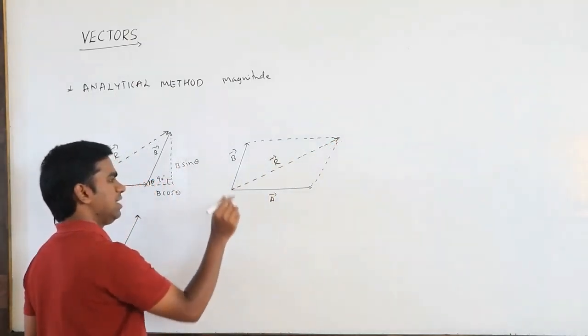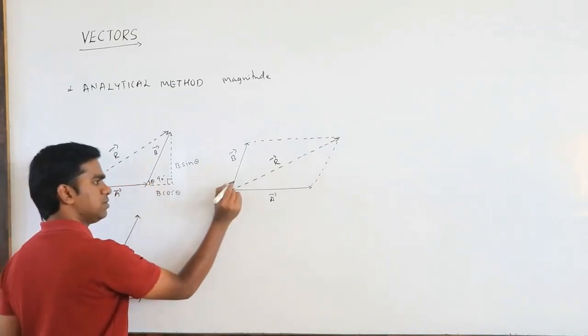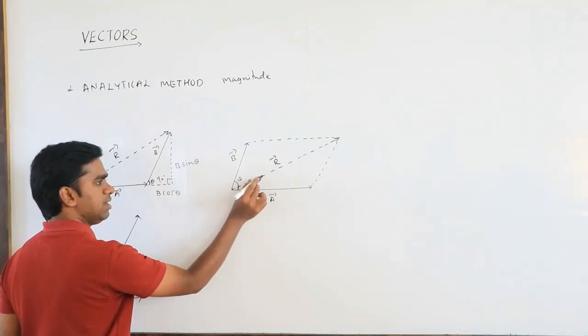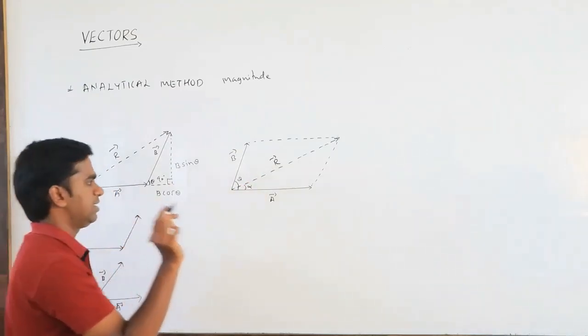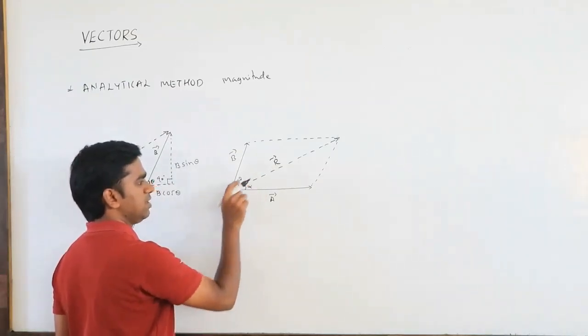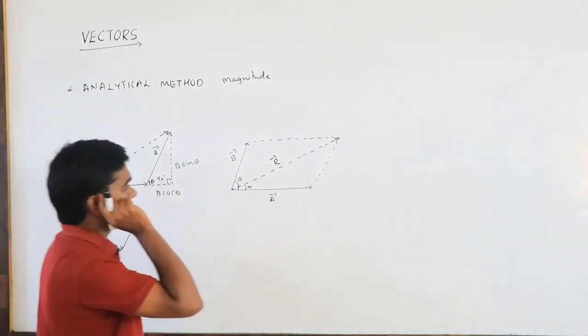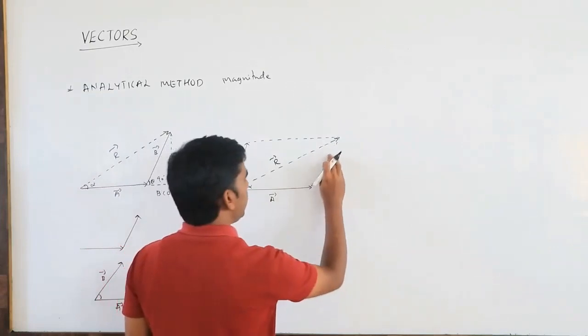So what is the angle between A and B? Here it is theta. So here also the angle between A and B is theta. This is the angle made by the resultant with vector A. So what we have to find is alpha. Theta they will obviously give, that is the angle between the vectors.